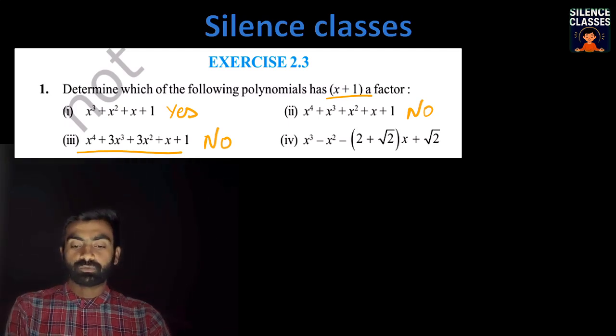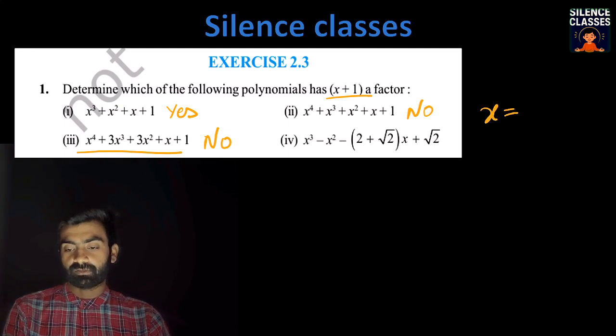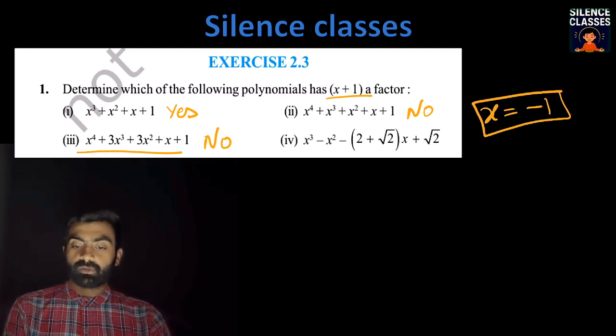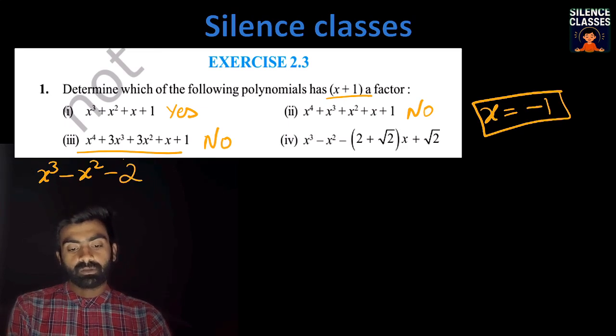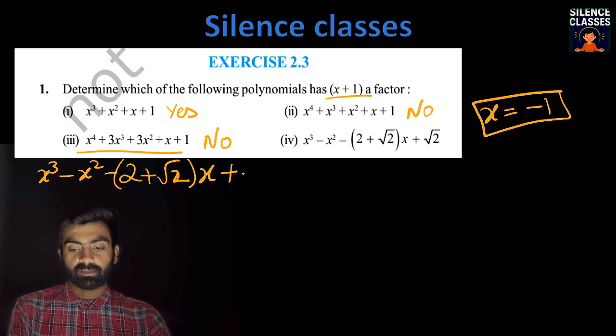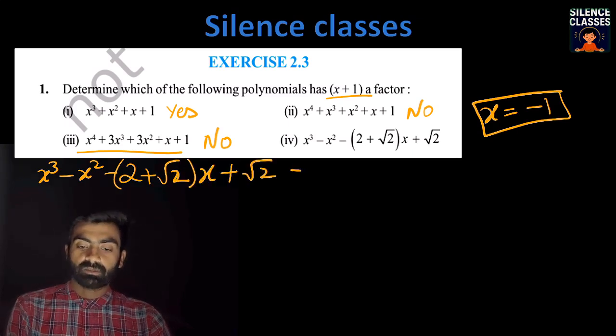Now let's move to the last part of this particular question. We know that x is equal to minus 1. So in place of x, what do we have to put? We have to put minus 1. So x to the power cube minus x square minus, in the bracket it is written 2 plus root 2, x plus root 2, is equal to 0.